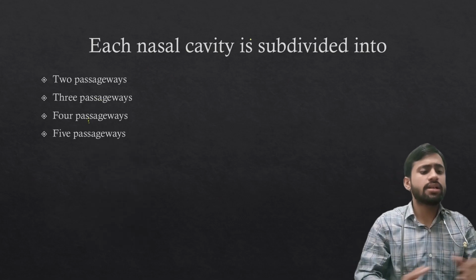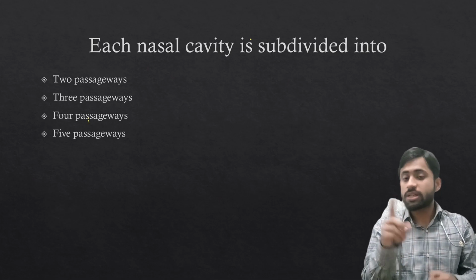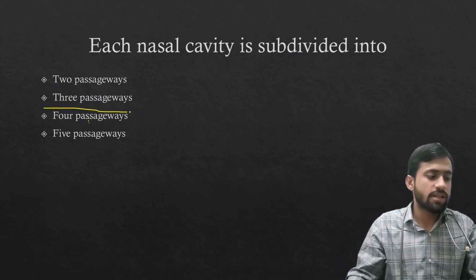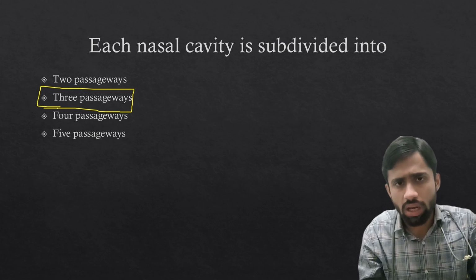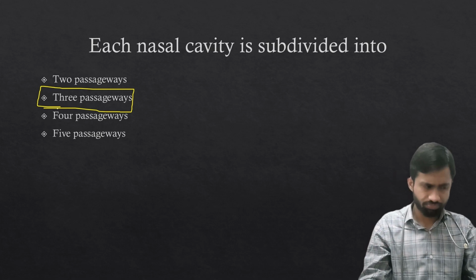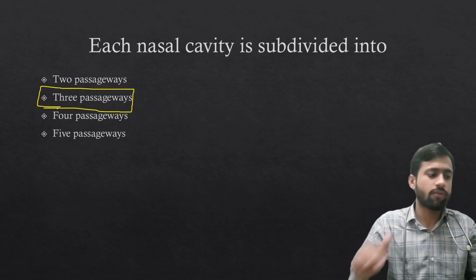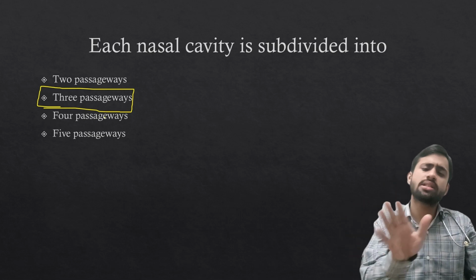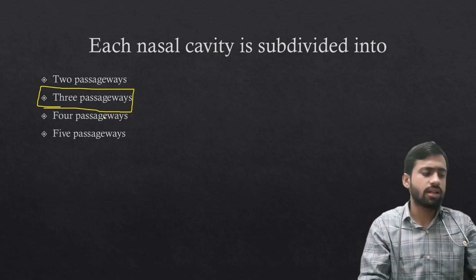Each nasal cavity is subdivided into, remember guys, there are two nasal cavities, but each nasal cavity is further divided into three passageways: the upper part where the nasal conchae or nasal bones are, the lower part which is the hairy portion, and the backward part. So there are three passageways basically. You just need to remember the number of passageways present in the nasal cavity, nothing else.